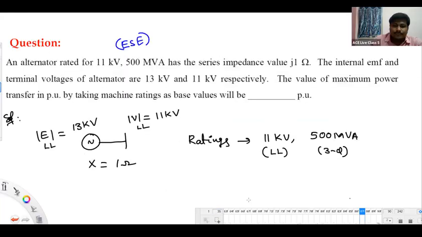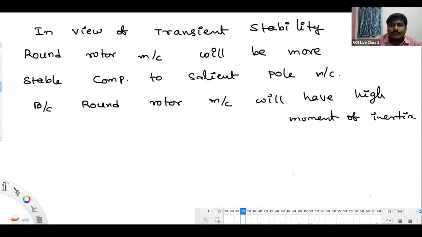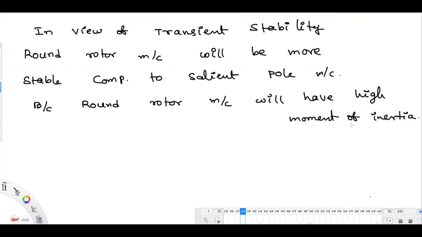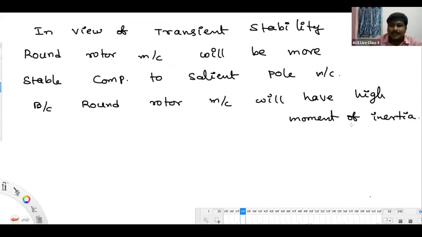Sir, can you explain moment of inertia once? We will discuss that later in fault stability, transient stability. For the time being, you feel weight, the volume or weight of the rotor.